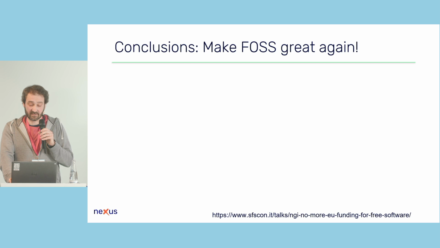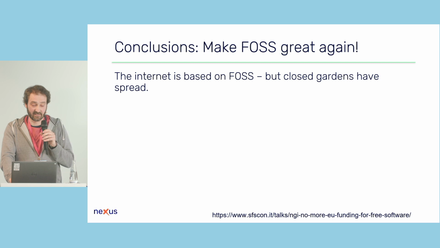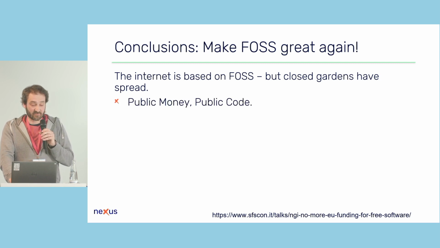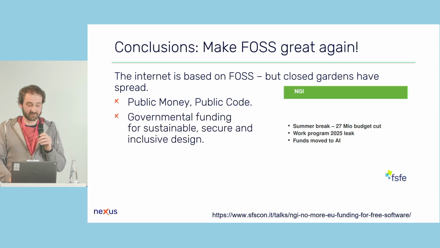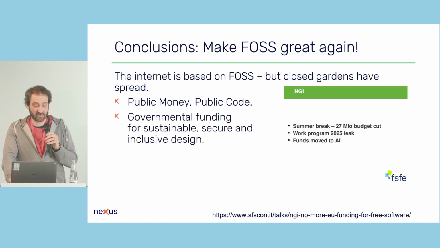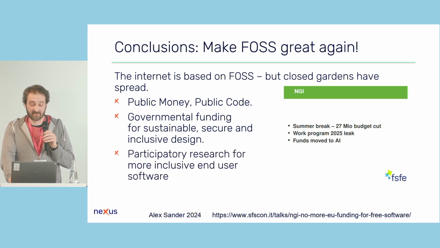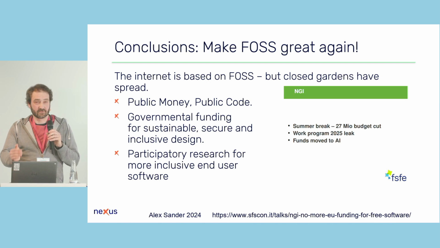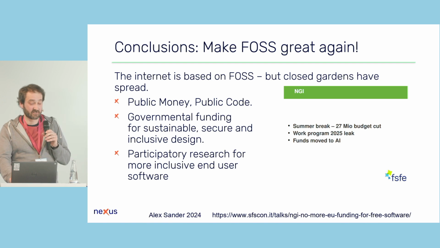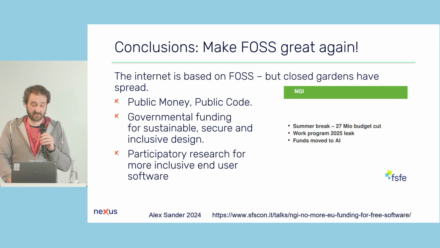So let me conclude by turning the saying around and saying: make FOSS great again. Closed gardens have spread, but from the beginning, the internet was based very much on FOSS. It's concerning that we see governmental funding being cut, a 27 million budget cut in the Horizon program, Alexander Sander told last year. But we need funding to make sustainable, secure, and inclusive software for society.